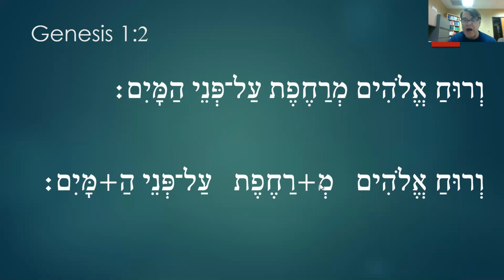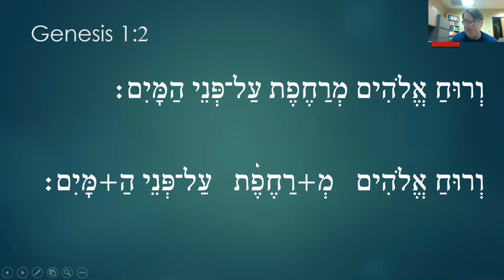So the Spirit of God, merakhefet, hovering. The Spirit of God was hovering. There's no word for "was" there. You have to stick it in to make good English. This is a participle. A mem with a sheva under it is a piel participle. So normally we would expect a doubling of the second consonant.